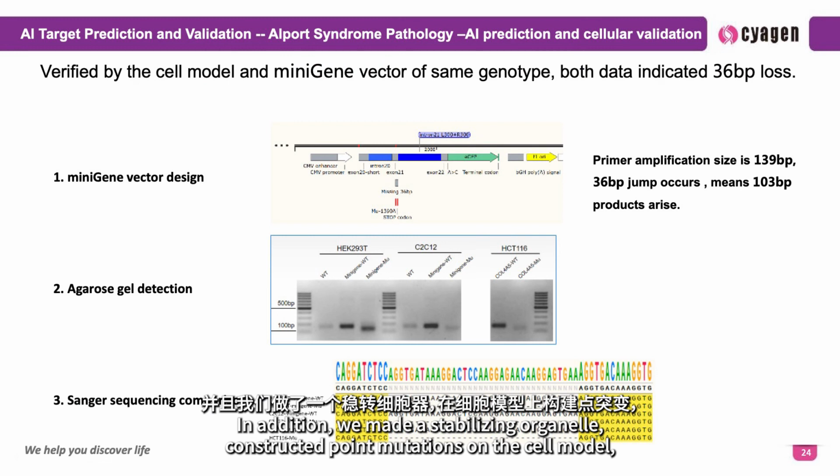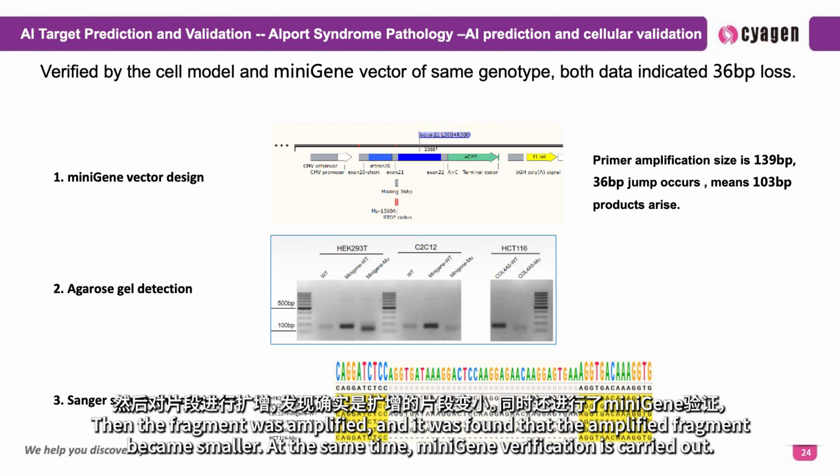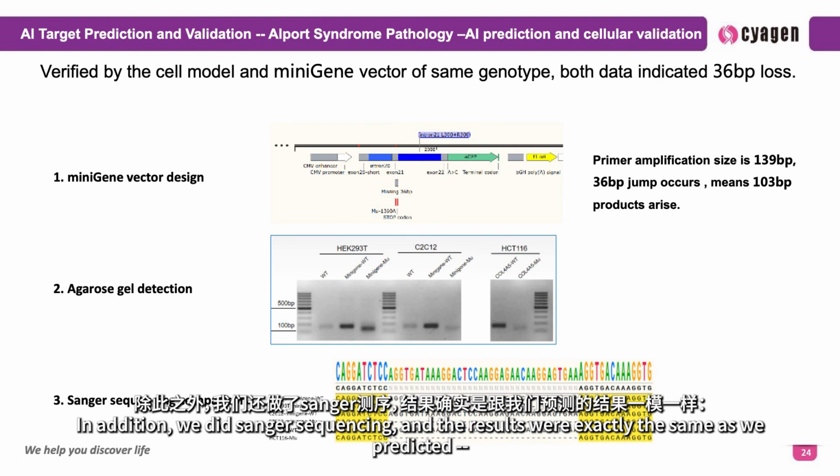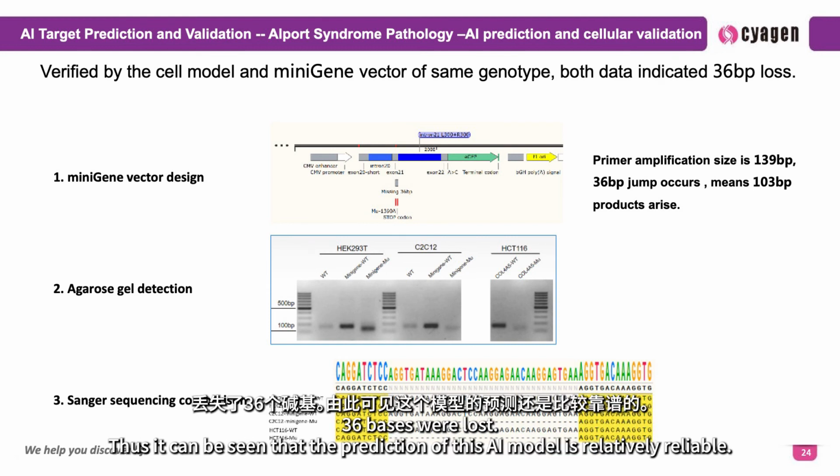In addition, we made a stable cell line, constructing the point mutation on the cell model. Then the fragment was amplified, and it was found that the amplified fragment became smaller. At the same time, mini-gene verification was carried out. The mutant and wild-type plasmids were transferred into the cells, and then the fragment size was detected, and it was found that it was also significantly reduced. In addition, we did Sanger sequencing, and the results were exactly the same as we predicted. 36 bases were lost. Thus it can be seen that the prediction of this AI model is relatively reliable.